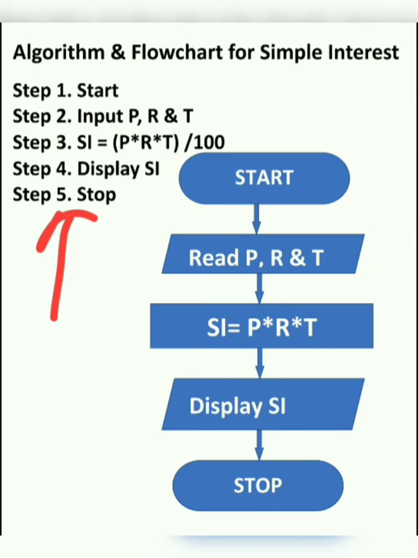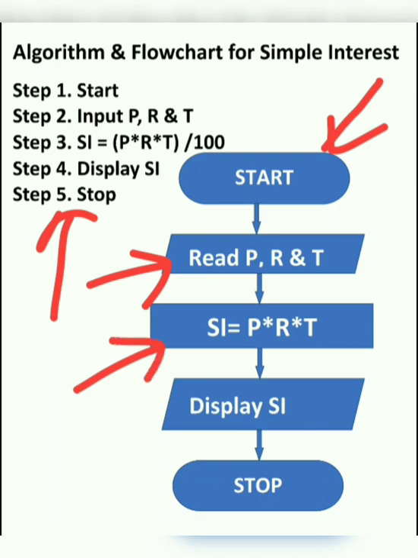Now you can convert this algorithm into the flowchart very easily. For start, which symbol do you have to make? Oval shape. Then for input use a parallelogram. Then for process you have to use a rectangle. Then for output once again use a parallelogram, and the oval shape for stop. So using these symbols you can easily convert your algorithm into a flowchart.